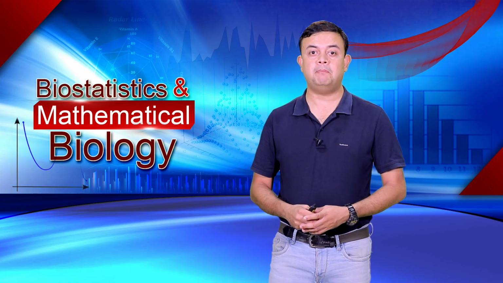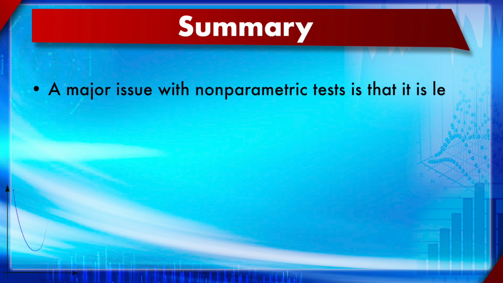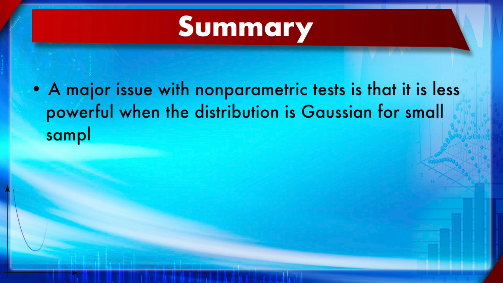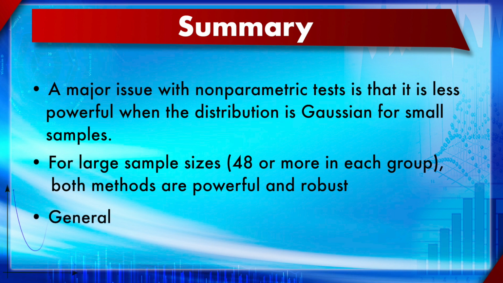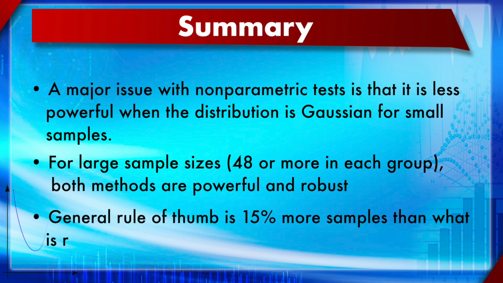So in summary, a major issue with non-parametric tests is that they are less powerful when the distribution is Gaussian for small samples. For large samples, like 48 or more in each group, both methods are equally powerful and robust. A general rule of thumb is to add 15% more samples than what is required for the parametric tests.